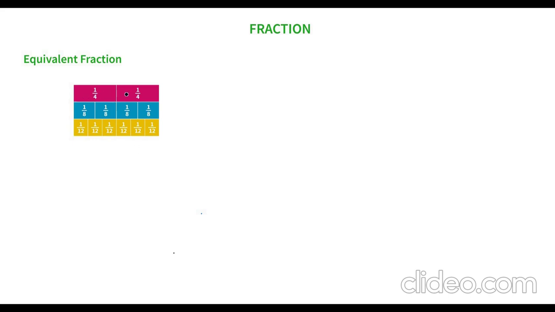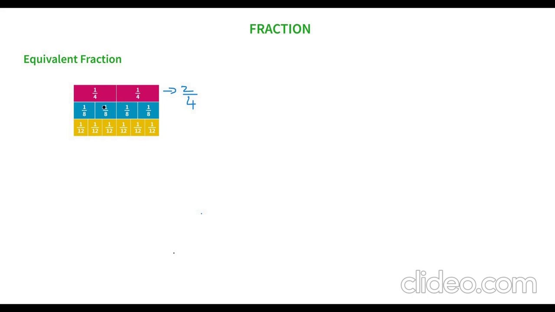So I have taken two parts of 1 by 4. This small pink part is 1 by 4, another 1 by 4. So here the fraction is 2 by 4. Now I have taken another part like 1 by 8, the smaller part of a 1 by 4. 1 by 8 I have taken. So let's see how many parts of 1 by 8 makes equal to 2 by 4.